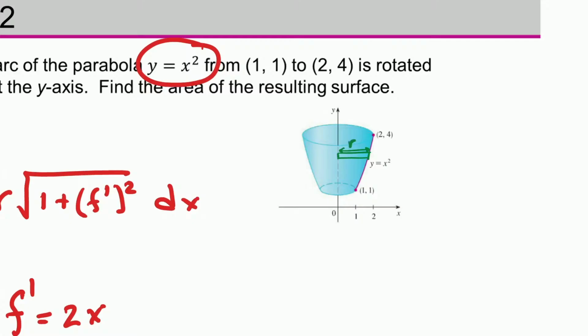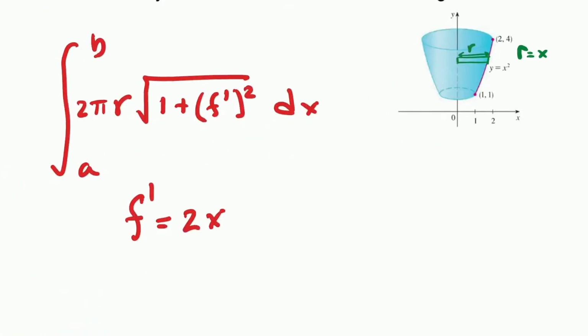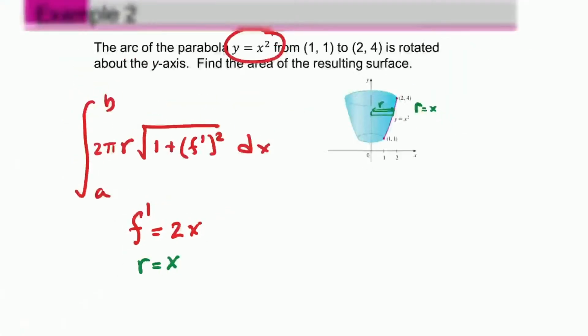Now notice that I'm integrating with respect to x, so that distance better have an x in it. So what is that distance when you use x? Does anyone know? What do you think, Carson? It is just x. Yeah, the distance from the y-axis is x. So f prime is 2x, and r is just x in this case.